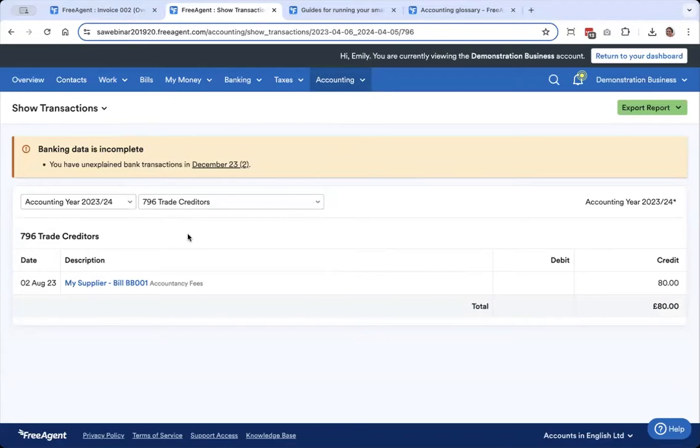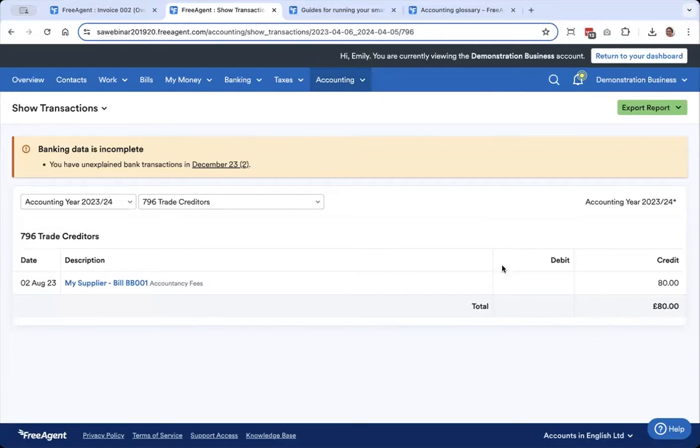You might also hear it called accounts payable or purchase ledger control account. Trade debtors, your unpaid invoices, you might also hear called accounts receivable or sales ledger control account. All mean the same thing. Trade debtors means unpaid invoices. Trade creditors means unpaid bills, money that you owe to your suppliers for goods and services they have or are going to provide you with. In this case, I've got some money I owe to my accountant.